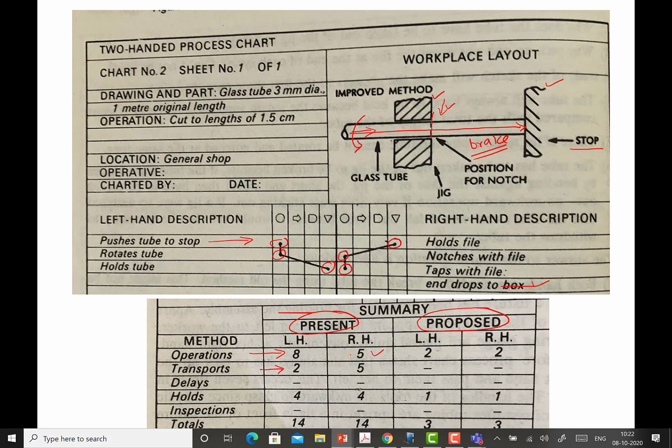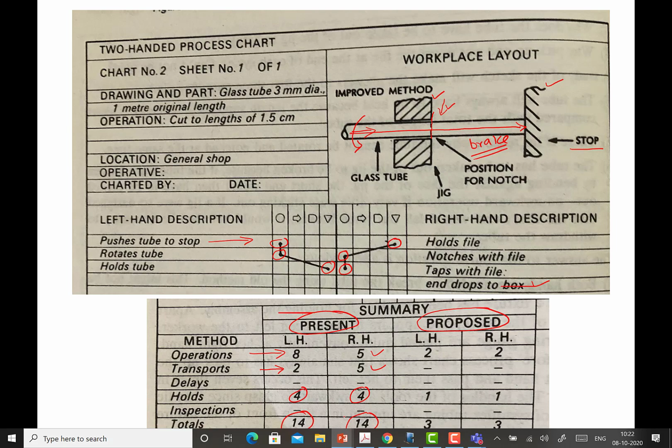Transports of the right hand were 5, holds 4 for the left hand, right hand, and no inspection. So that's how it is making 14 elemental activities required to do this glass cutting operation.